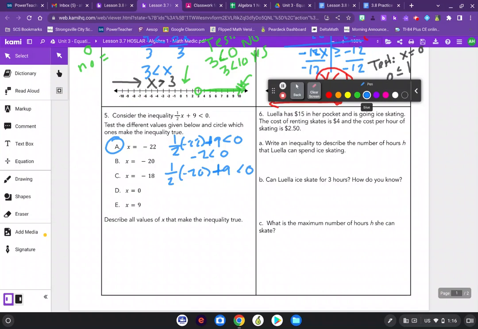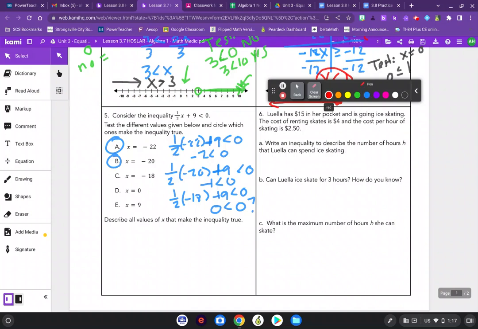And so this gives me negative 10 plus 9, which is negative 1. Yep, that's less than 0. I'm going to test this next one. Half times negative 18 plus 9. So this is interesting because this gives me negative 9 plus 9, which is 0. But is 0 less than 0?